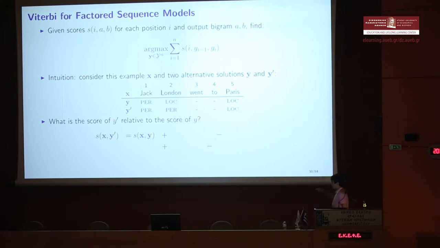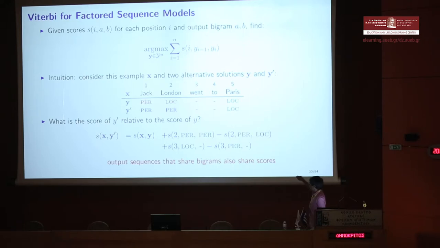I want to highlight: what is the score of the second one relative to the score of y? If I know the score of y, and I know there's only a local change, do I need to recompute everything? Do I need to take y prime and consider all the bigrams and sum them? Or not? No. There is a way by which the score of y prime is equal to the score of y plus something minus something. Any guess? If I'm only changing one label, then the only scores that change are the ones relative to this change. There's this bigram, personal location, that I'm changing for a person, and then there's also this bigram here, where I'm changing a location to nothing.